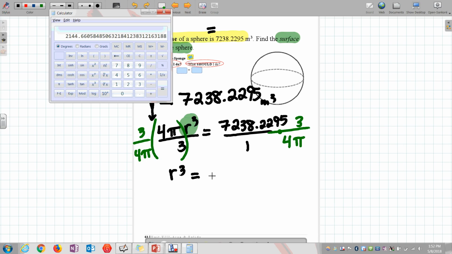Watch what I do here on the calculator. Okay, I'm going to take 7,238.2295. I'm going to times by 3 first off. Now I'm going to divide by 4. I'm going to divide by the pi key. And you see I get 1728.